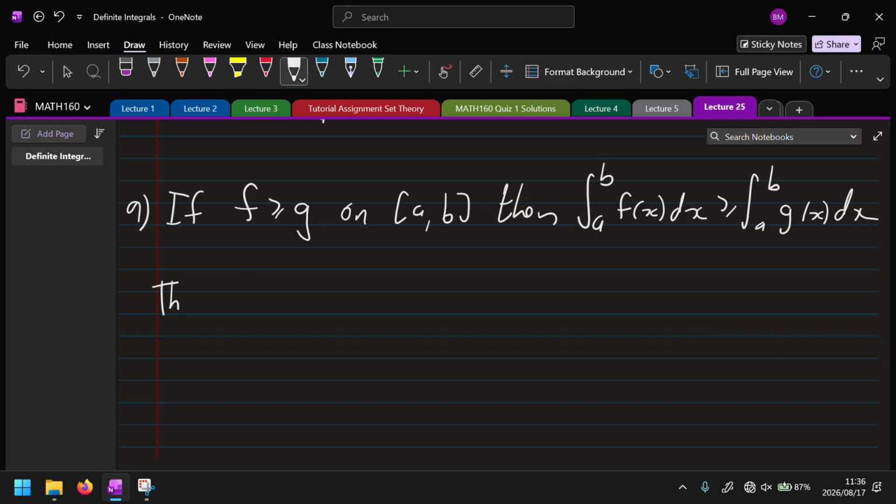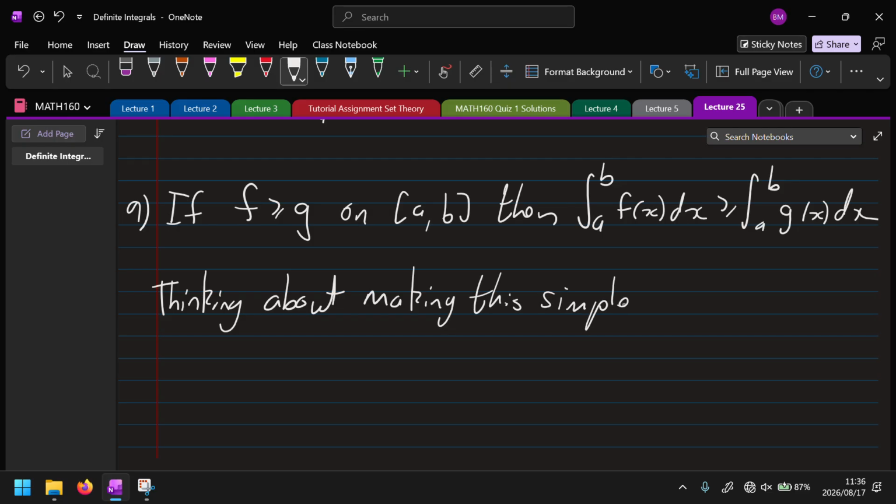So we're just thinking about making this simpler. Okay, so it's just an idea of trying to make this simpler. Let's look at that right side and see what we can do to make it look like something we already proved before. Okay, so we don't want to start all the way from the beginning. We want to use what we've done before to prove this over here.